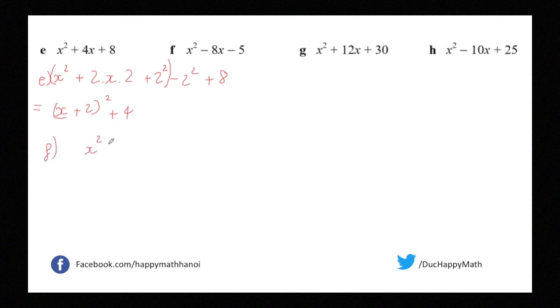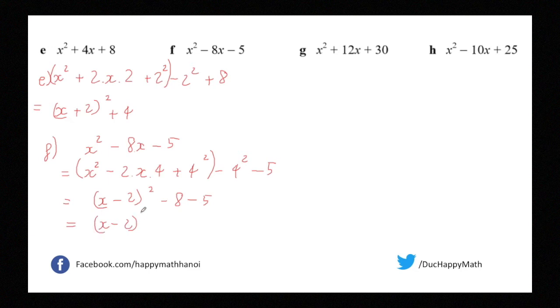Question F, x square minus 8x minus 5. So x square minus 2x, and here the value of b is 4, because 2 times 4 equals 8x, and b equals 4, plus 4 square minus 4 square, and we write minus 5. The first three terms equal the subtraction square, so x minus 4 square, minus 16 minus 5, and then minus 21.